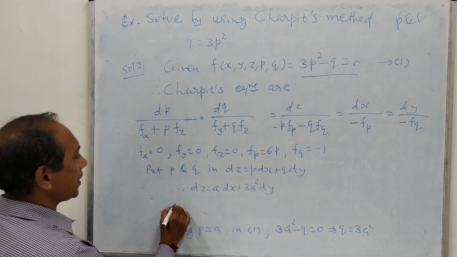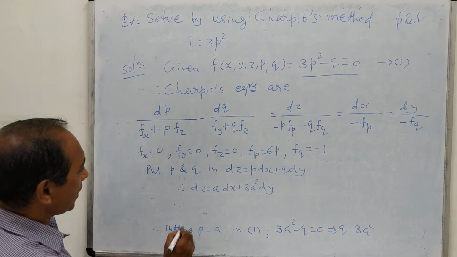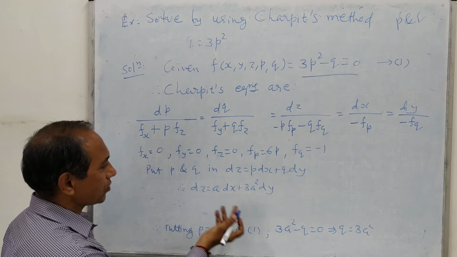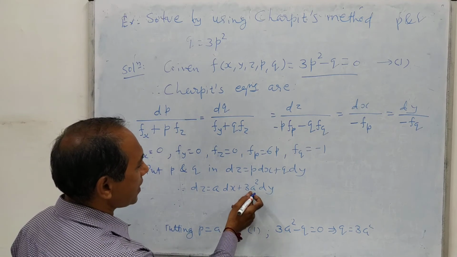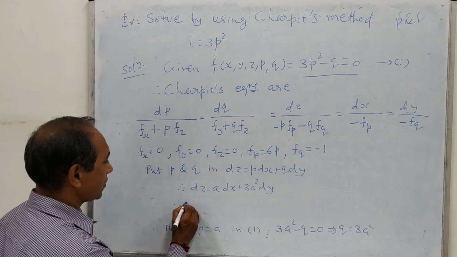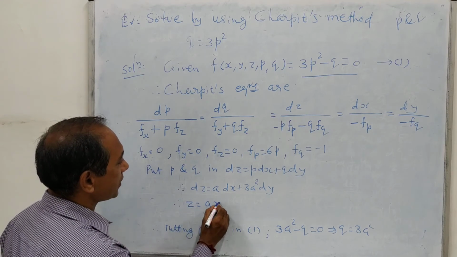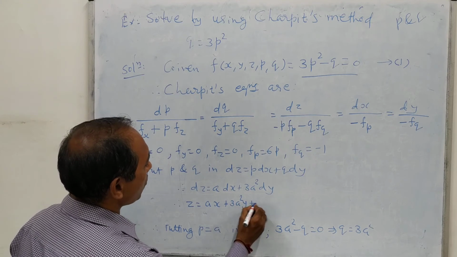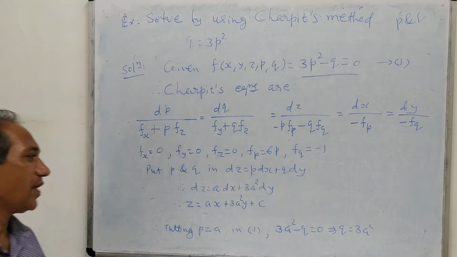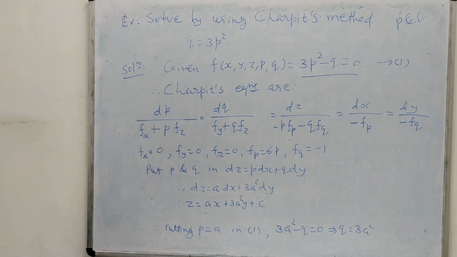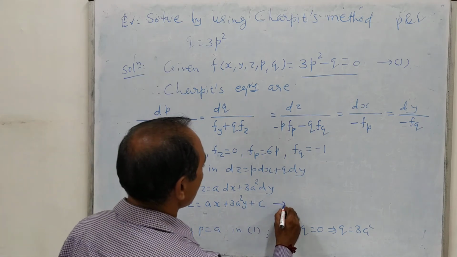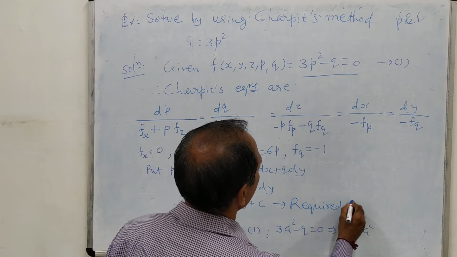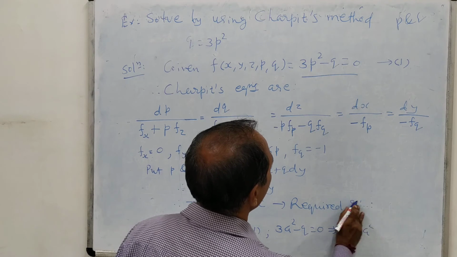So now we integrate this one. We can integrate because there is nothing else involved here. Dx has coefficient a, so y is not involved. Dy has coefficient 3a square, so integration is possible. So z equal to ax, dx integrates to x, plus 3a square y plus some constant c. Because whenever we integrate, we must add some constant. So this is the required solution. So finally you write down that it is the required solution or required answer.